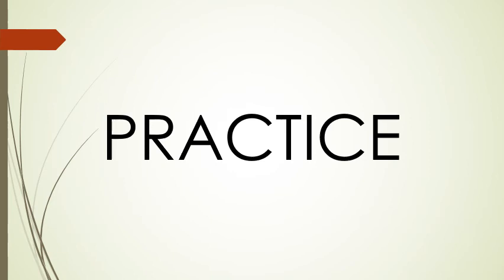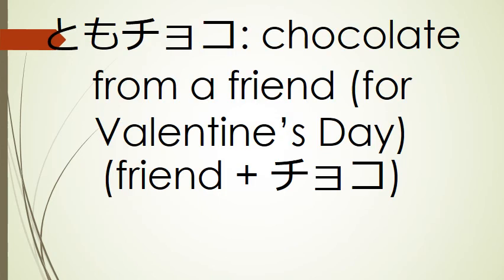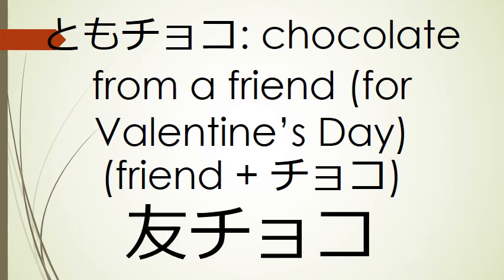Now let's practice using the kanji that we've learned in this lesson and previous lessons to make some words. Our first word today is tomochoko, chocolate from a friend for Valentine's Day. To write this, we are going to take the kanji for friend, and then add it to the katakana word choko. Tomochoko.